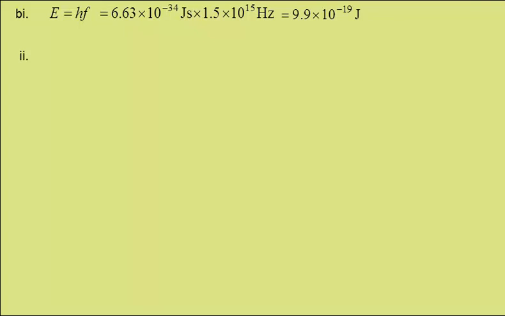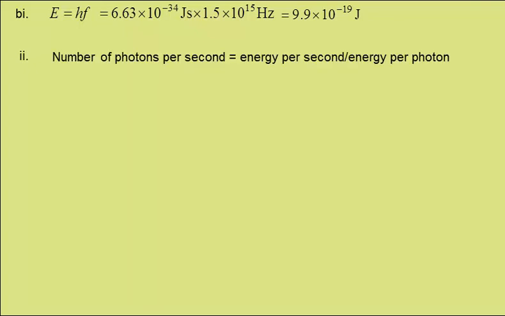In part 2, we need to find the number of photons incident per second on each square millimetre of the metal surface. Well, the number of photons per second will equal the energy per second divided by the energy per photon. This is 3 times 10 to the minus 10 joules of energy over 9.9 times 10 to the minus 19 joules of energy per photon, giving a number of 3.0 times 10 to the 8 photons.